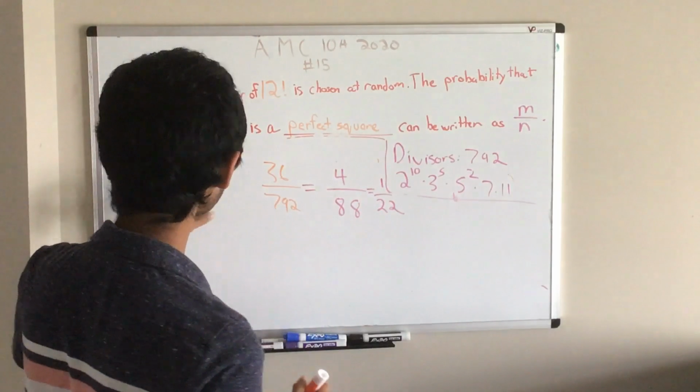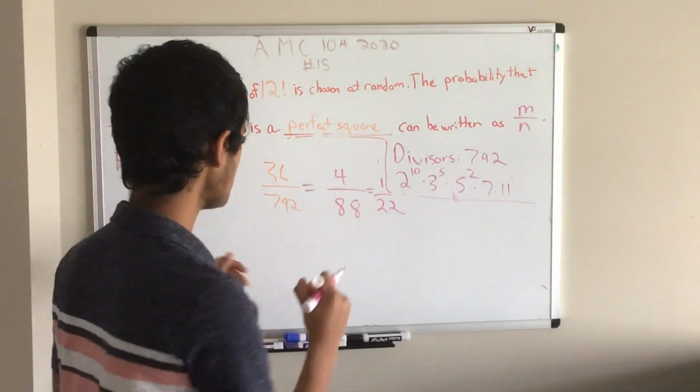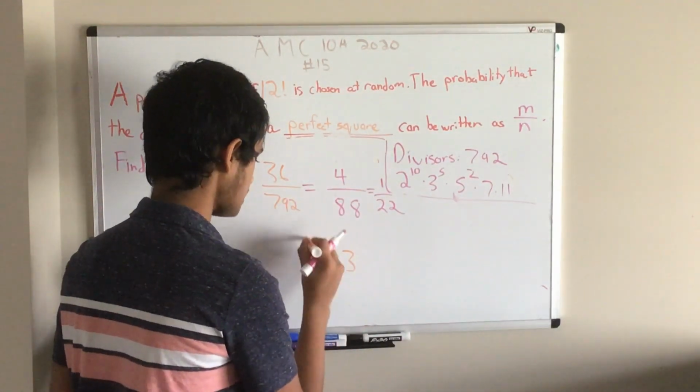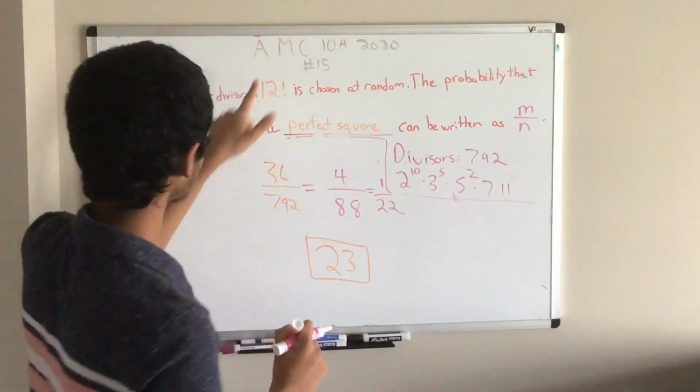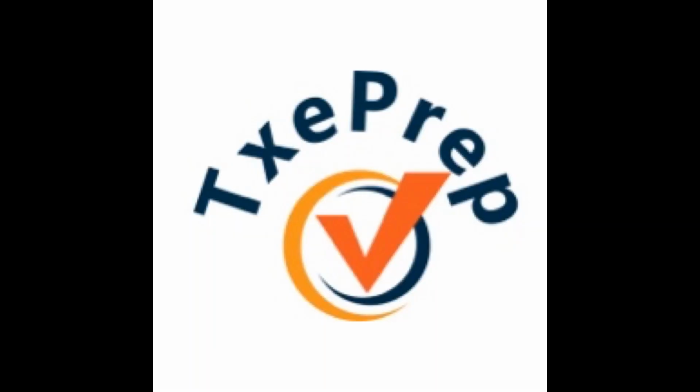And we're asked to find m plus n, so 1 plus 22 is simply just 23. And that is our answer for this question over here.